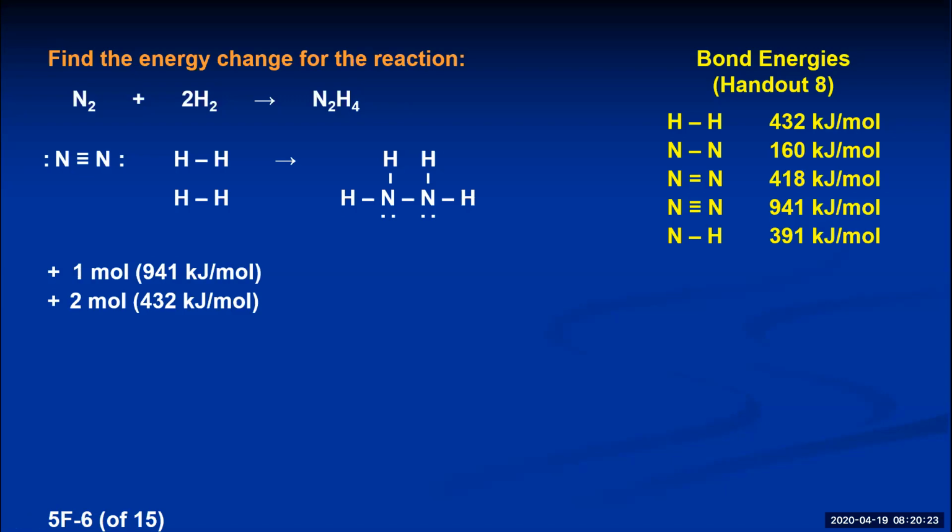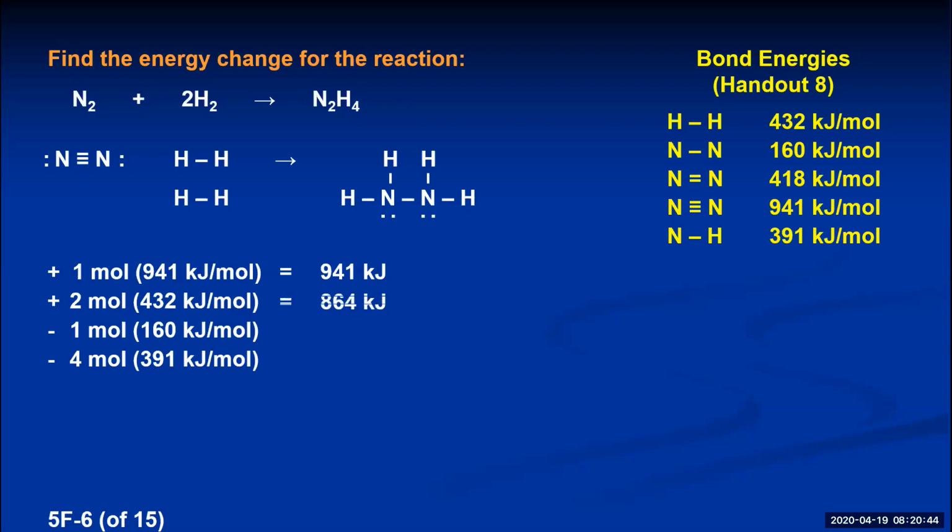And when bonds are created, energy is released. So I'm going to subtract 1 mole multiplied by the energy of a nitrogen-nitrogen single bond, and I'm going to subtract 4 moles multiplied by the energy of a nitrogen-hydrogen single bond. Once again, I'll just treat this as a big addition problem. This is certainly 941. The next one will be 432 plus 432, which gives me an answer accurate to the ones place of 864. This is now a negative number, so I'm going to subtract 160, and I should have put a bar over the 0 to show that's a significant figure in both cases.